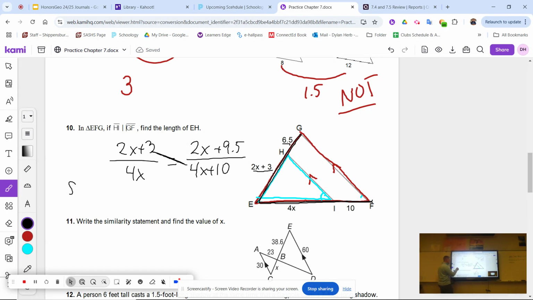So you have the 2x times the 4x, which is 8x squared. You have the 3 times the 4, which is 12x. You have the 2x times the 10, which is 20x. And you have the 3 times the 10, which is 30. So this is all just one cross product. And that has to be equal to the other cross product, which would be a little bit less stuff. So it would be 8x squared, and then plus, what is this, 38x, I believe.